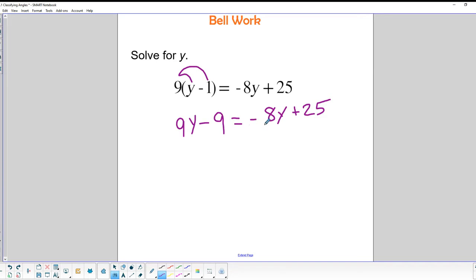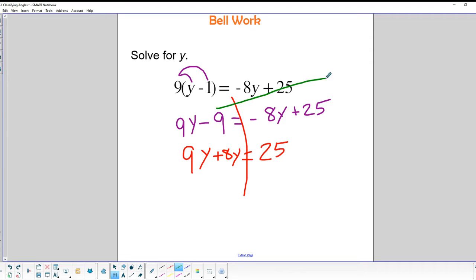All right, very nice. All right, so let's move all of the y values to the left side of our great barrier here. So we're going to have 9y, and we're going to add 8 to both sides to get it off of this side. So plus 8y, and all of that is going to equal 25. And we're going to move this 9 over to this side, and it's going to become plus 9.